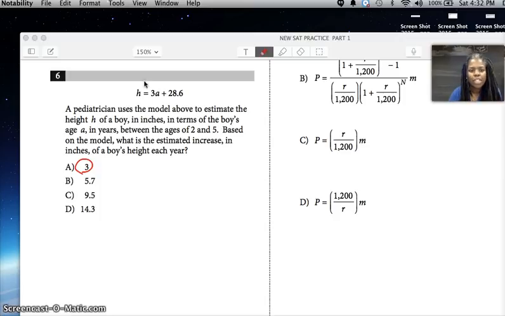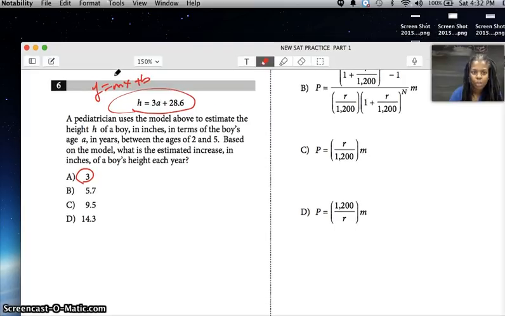Well, you're looking at this equation. I'm hoping that it reminds you of y equals mx plus b, right? It kind of has that vibe to it, where m is the slope or the rate of increase, and b is like the starting point. So if we think about that, we see that the rate of increase here is 3, and the starting point is 28.6.